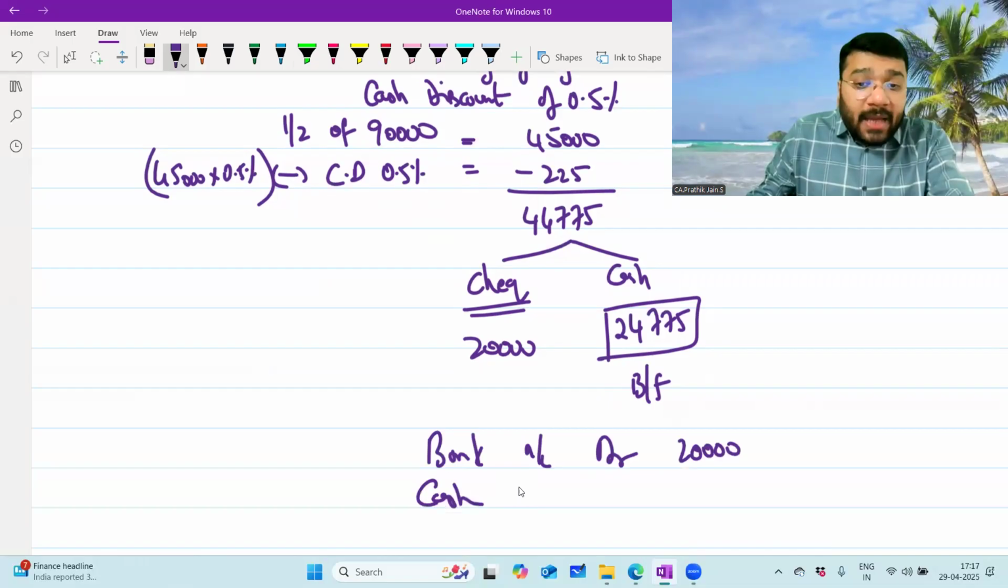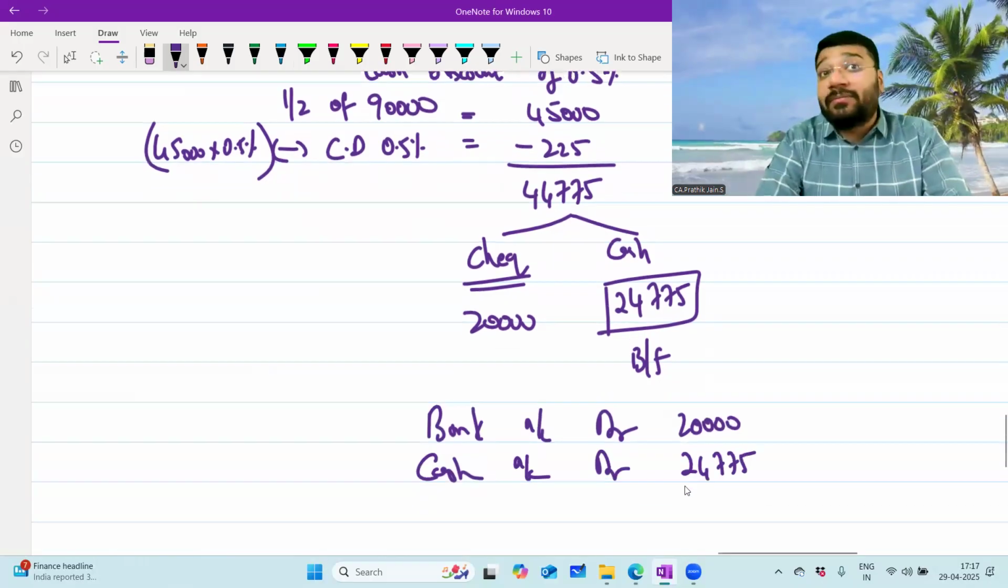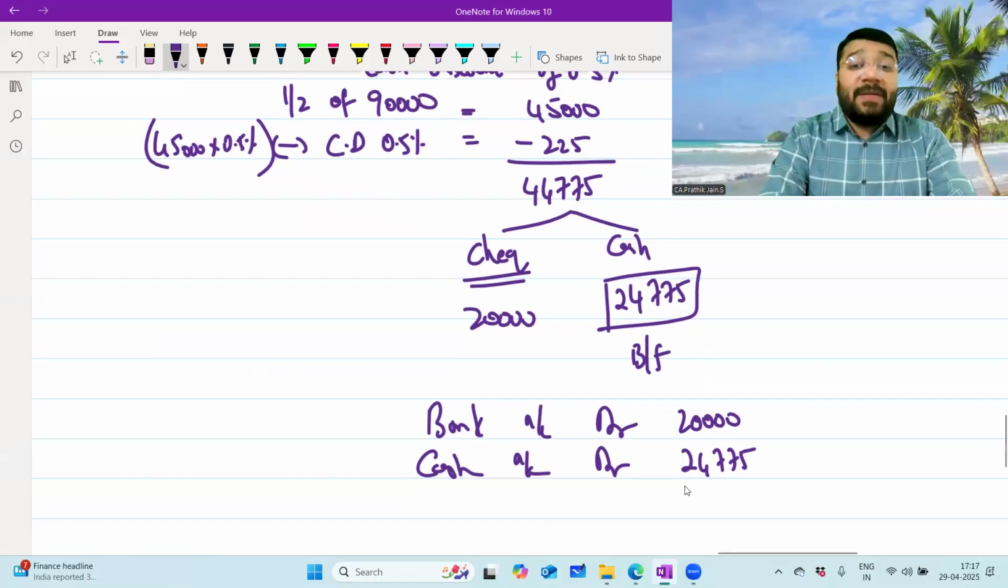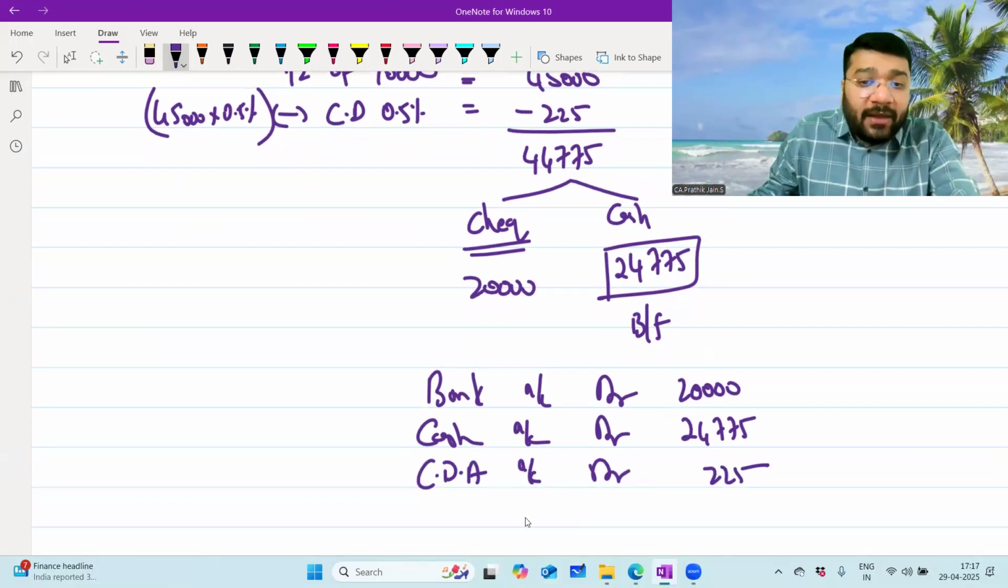Then cash account debit 24,775. And this discount you offered, it is your loss. You forgo your money. Debit all expenses and losses. So cash discount allowed account debit, how much? 225. To H account 45,000.